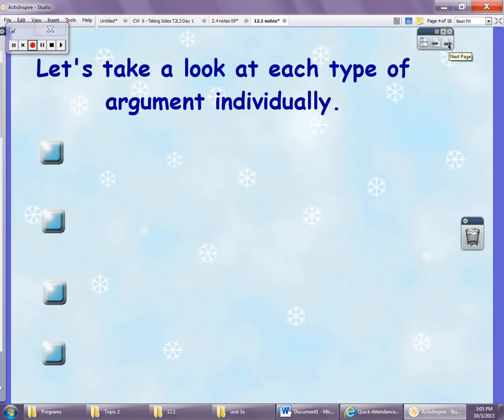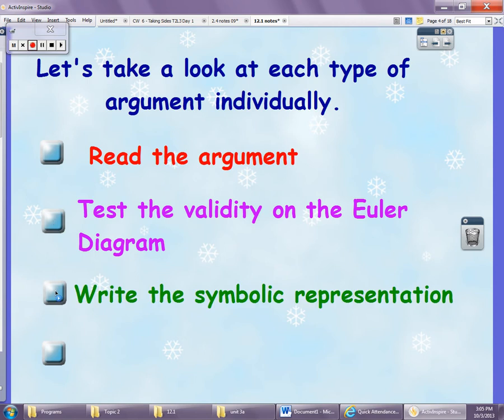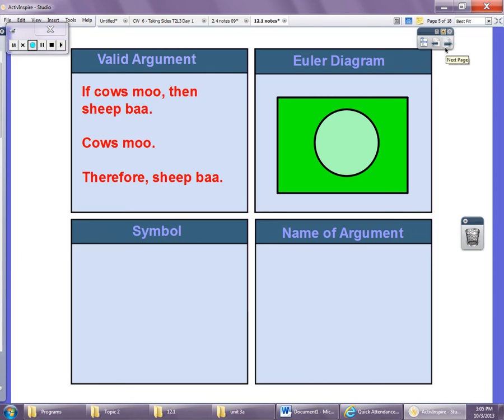Alright, so we're going to take a look at each type of argument. We want to read it. We want to test the validity. We want to write the symbolic representation. And we're going to determine the name of the argument. So when we look at this, a valid argument.